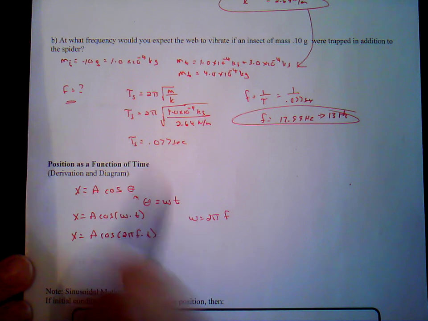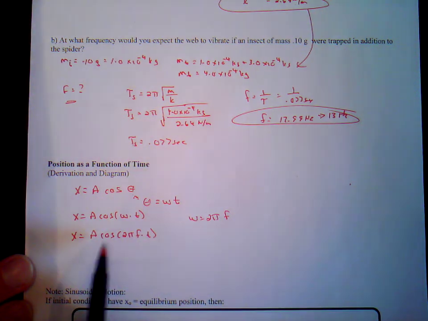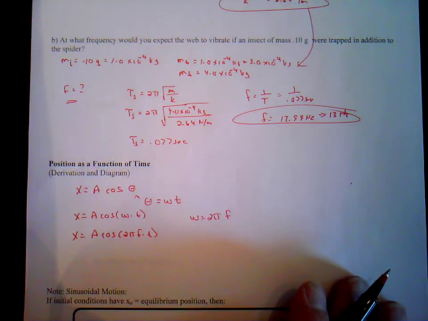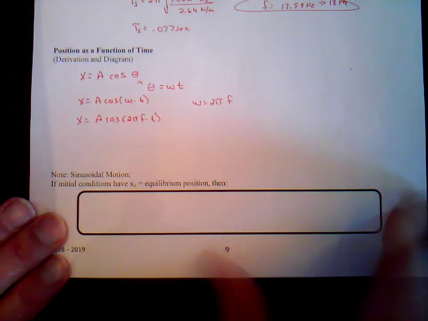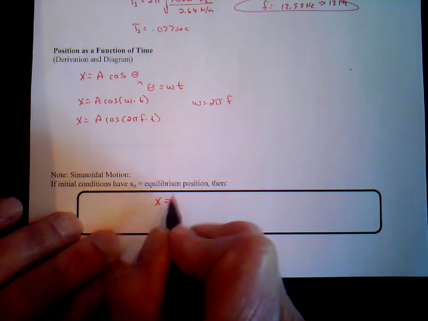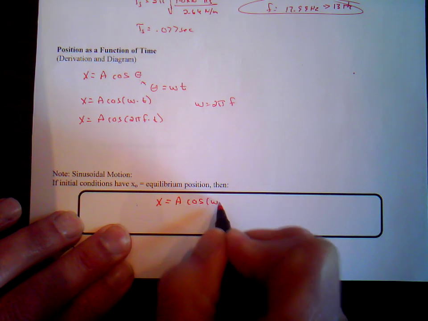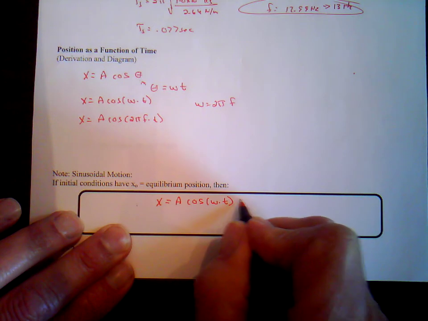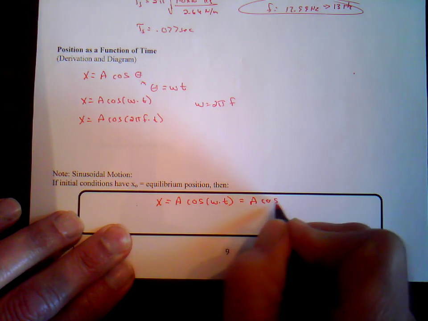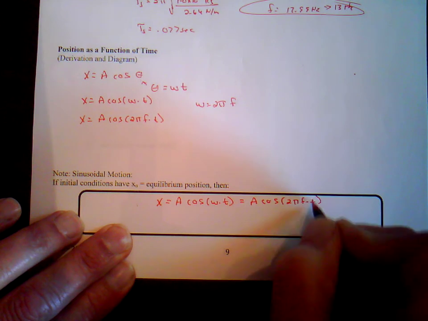Remember, an object moving in a circular path creates a sine wave or a cosine wave. We have cosine written here, but the only difference between sine and cosine is that they're 90 degrees different in when we start analyzing the motion. So this is what we have. X is equal to A times the cosine of angular velocity times time. Of course, angular velocity is 2 pi f, so that can also be equal to A times the cosine of 2 pi f times the time.